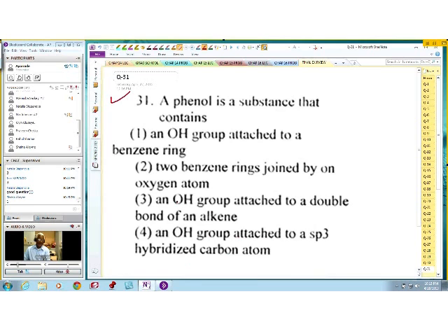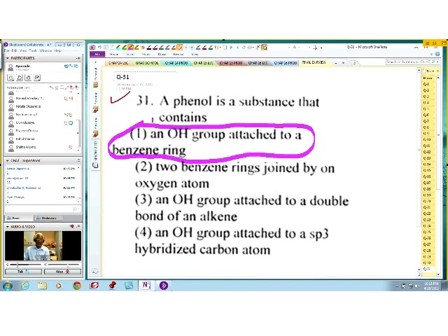So which is the answer here? Number 1. So this is very simple. A phenol is a molecule in which the hydroxy group is attached to benzene. So this is your phenol here. It happens to be the name of the class of compound, and it is also the specific name for this molecule. This is a phenol, and this particular molecule here is called phenol.